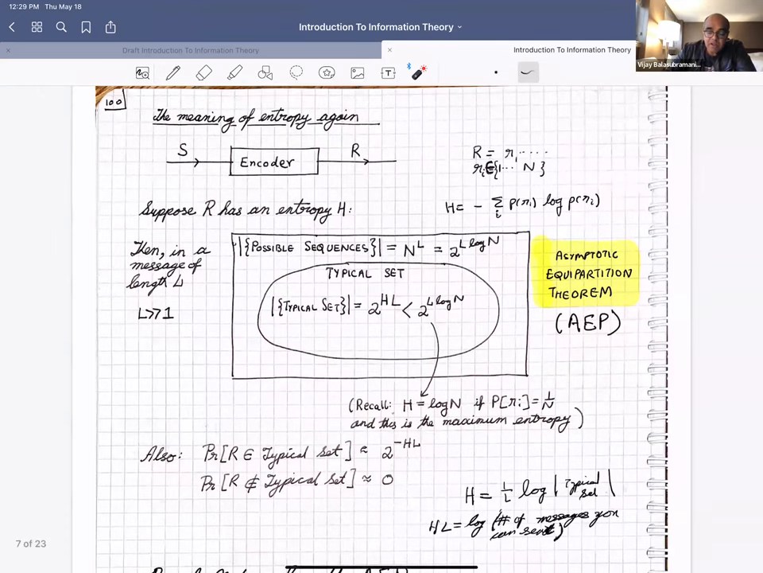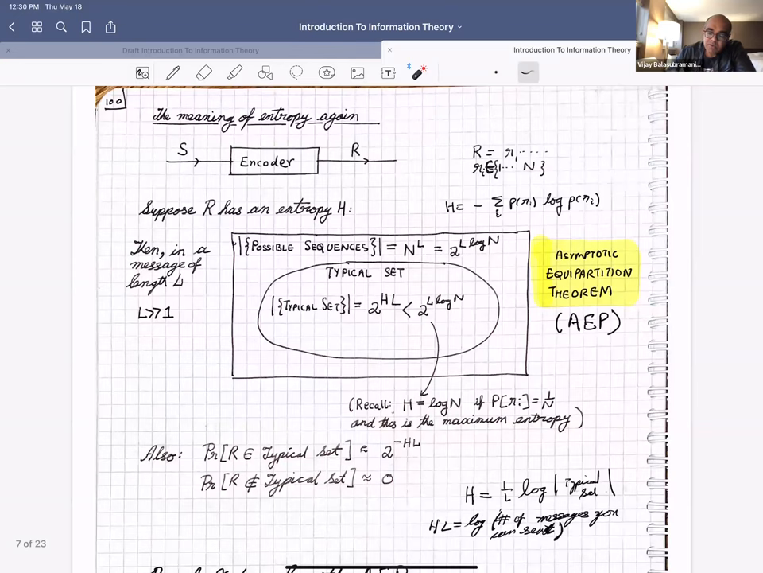So we have here, once again, this picture that you have a signal, you have an encoder, and you have an output of the encoder, R. Now let me suppose that R has an entropy H, given by this formula, minus the sum of P of Ri log P of Ri. Just by the way, I'm using my pen and marking on my screen. I think by and large, it's not showing up on your screen. We'll just have to do our best with the situation.